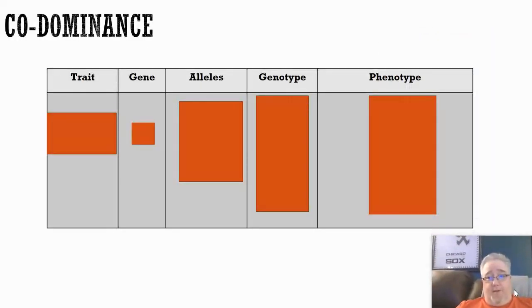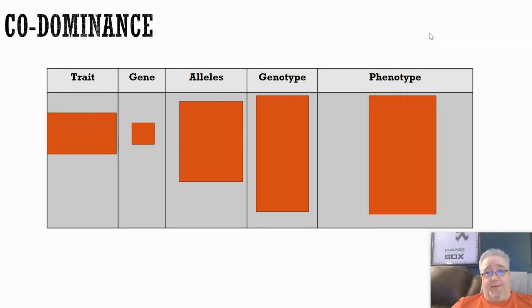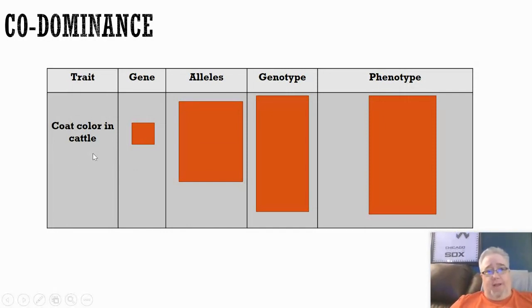All right, now here's another example called codominance. Now, codominance is a little bit different. A good example of this is coat color in cattle. It's also found in horses and some other animals too. But the coat color in cattle is determined by a gene, just like all the other traits. So we're going to use the C gene.